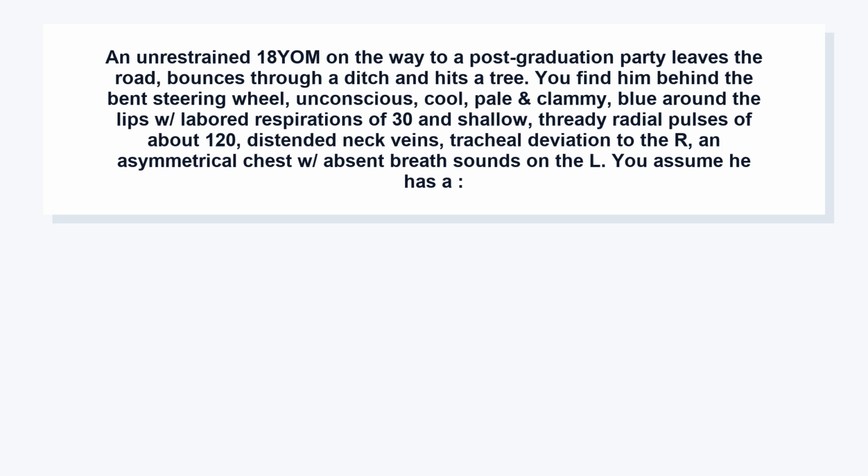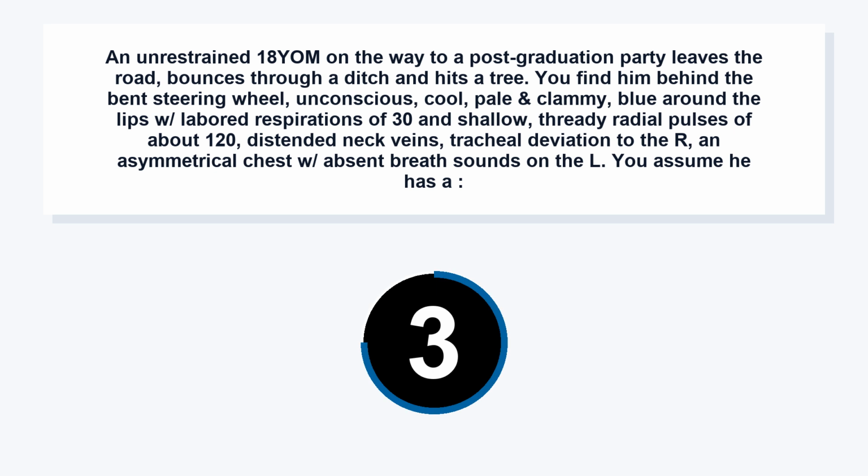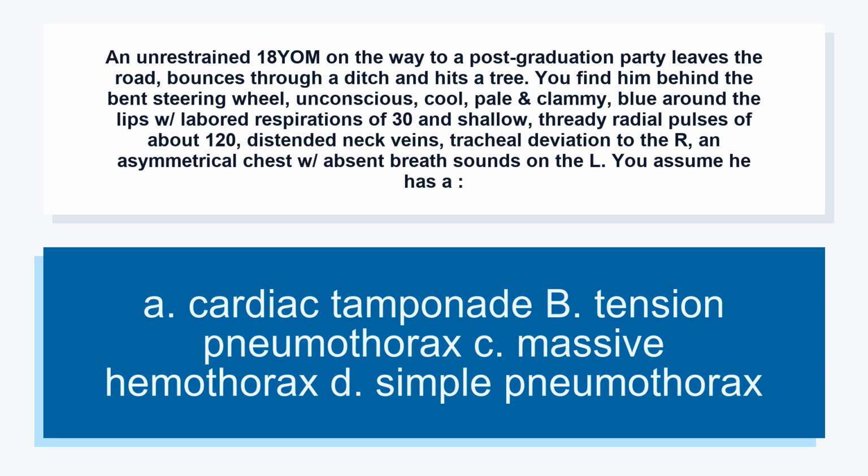An unrestrained 18-year-old on the way to a post-graduation party leaves the road, bounces through a ditch and hits a tree. You find him behind the bent steering wheel, unconscious, cool, pale and clammy, blue around the lips, labored respirations of 30 and shallow, thready radial pulses of about 120, distended neck veins, tracheal deviation to the R, and asymmetrical chest, absent breath sounds on the L. You assume he has A. Cardiac tamponade. B. Tension pneumothorax. C. Massive hemothorax. D. Simple pneumothorax.